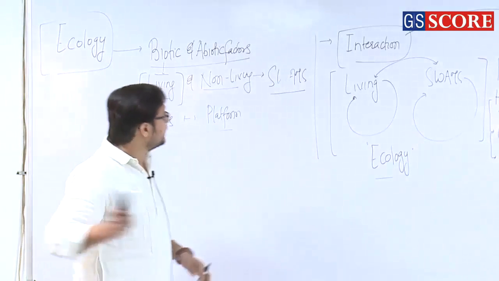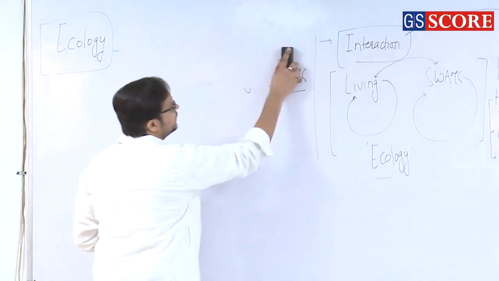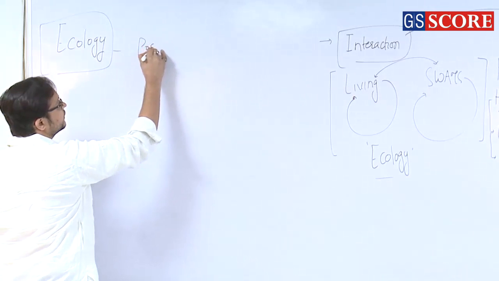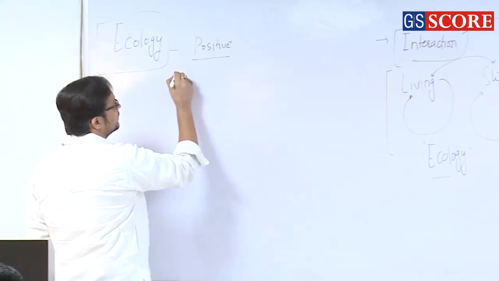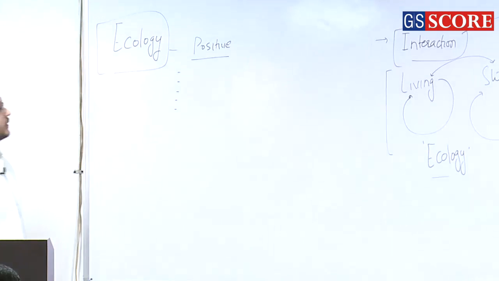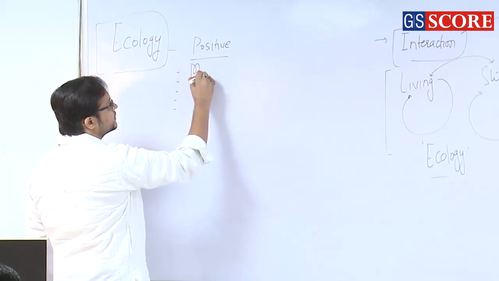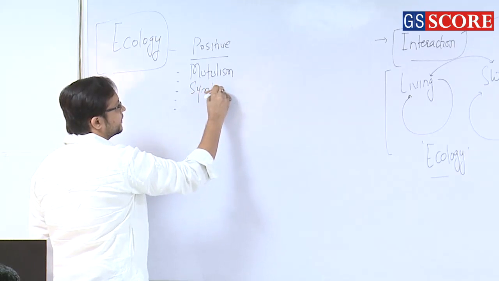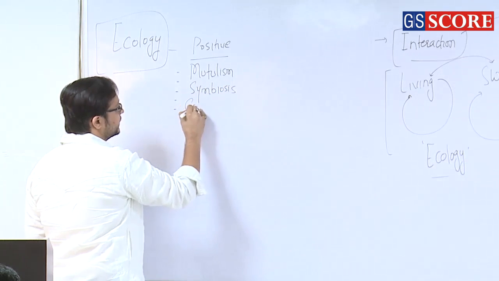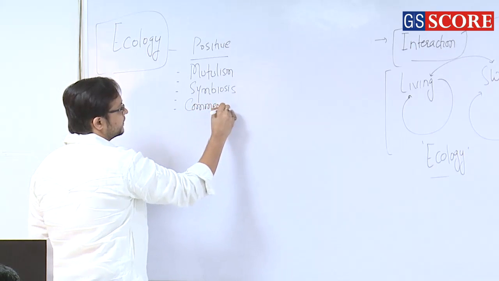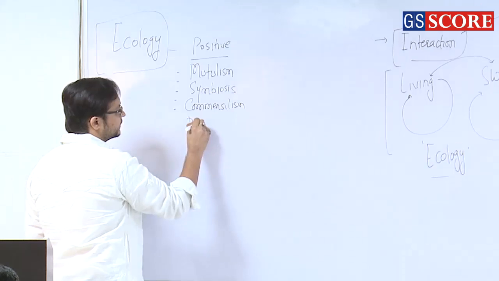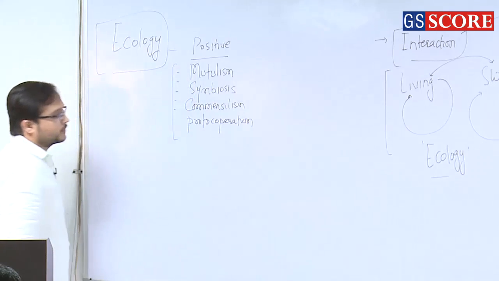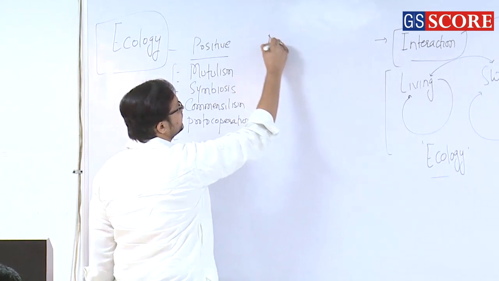And then, when we have understood this, we can understand the interactions. Between living beings we have positive interactions, multiple of them, starting from, say, mutualism, symbiosis, commensalism, proto-cooperation, and then there are certain negative interactions.